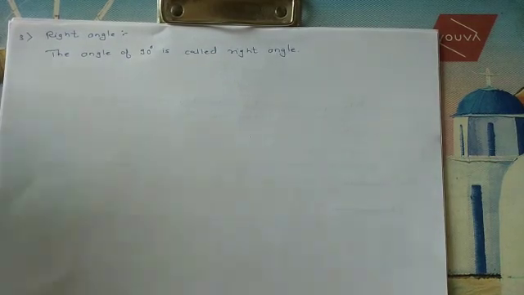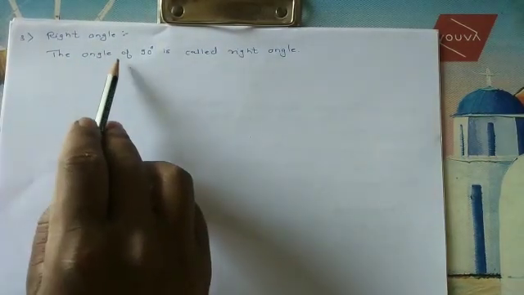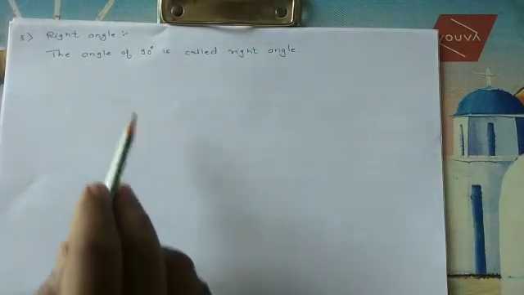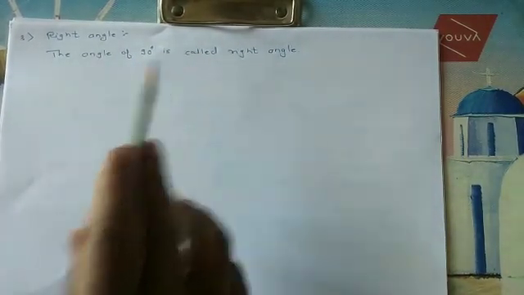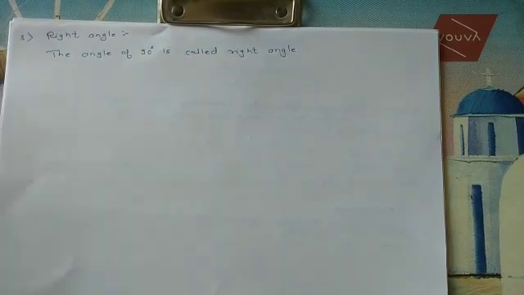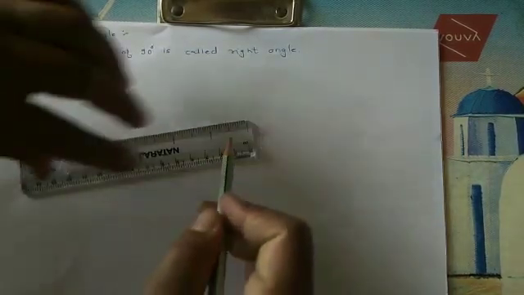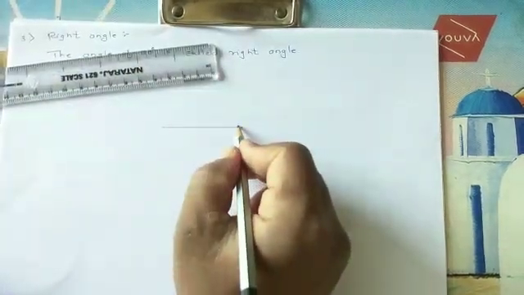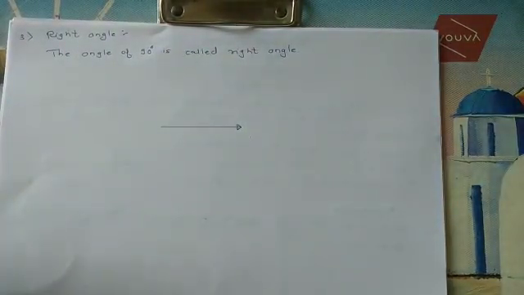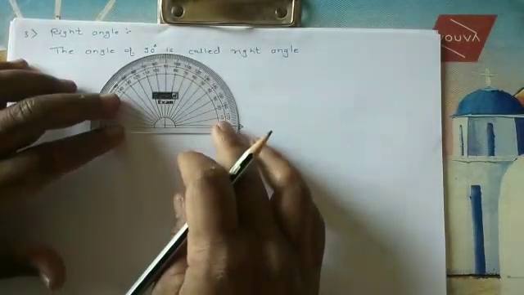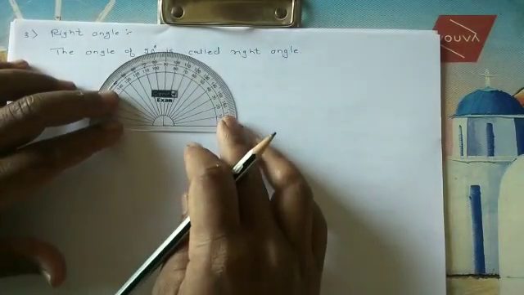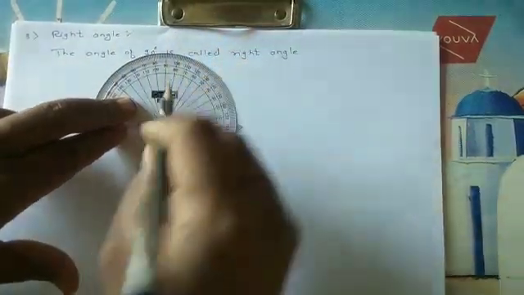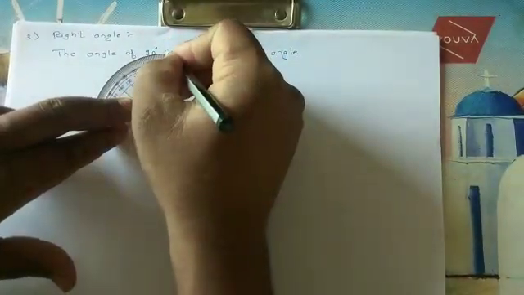Okay, the next angle is the right angle. What is the right angle? The angle of 90 degree is called a right angle, meaning the angle formed between two intersecting lines is 90 degree. So we draw a 90 degree angle. First we draw a first line, and now the measure of the angle is how much? 90 degree. So we keep the protractor at 0 degree, and here, if you are observing, is 90 degrees. So here is the point, and we join these two points.